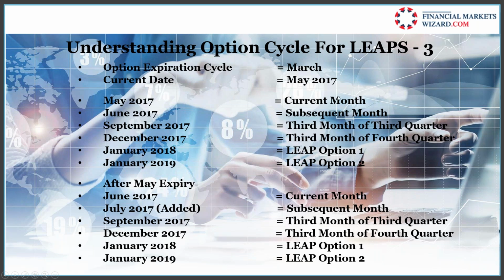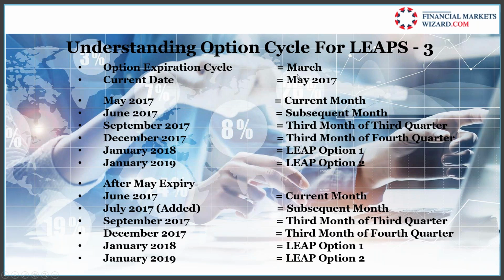May is the current month, June is the subsequent month, right? And the third month of the third quarter is September. The third month of the fourth quarter is December. So we will see May, June, September, and December listed. But we will see 2 additional months, January of 2018 and January of 2019. Okay. So now what happens after May expiry?